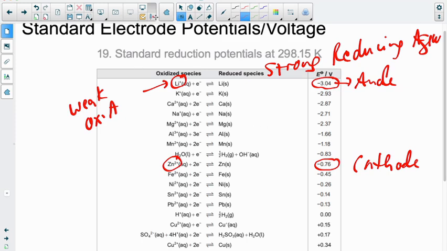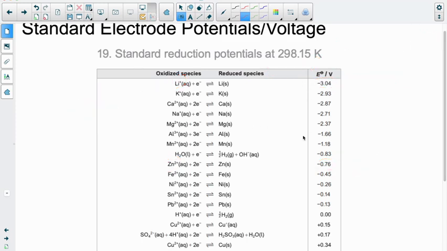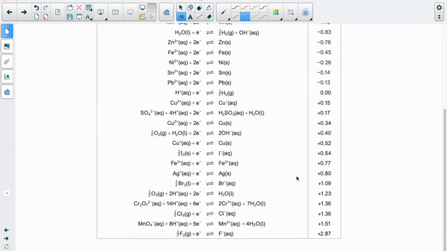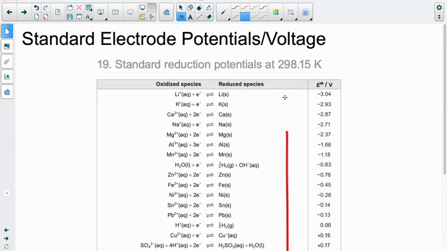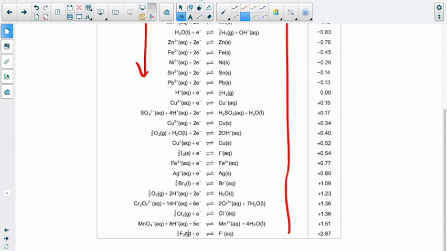A quick summary then here is that in terms of reducing and oxidizing agents, the strength of the reducing agents increases from top to bottom. So as you go from top to bottom here, you go from weak reducing agents to strong reducing agents. And as you go down the left side, the strength of oxidizing agents increases. So lithium would be a very weak oxidizing agent, whereas fluorine would be a very strong oxidizing agent.